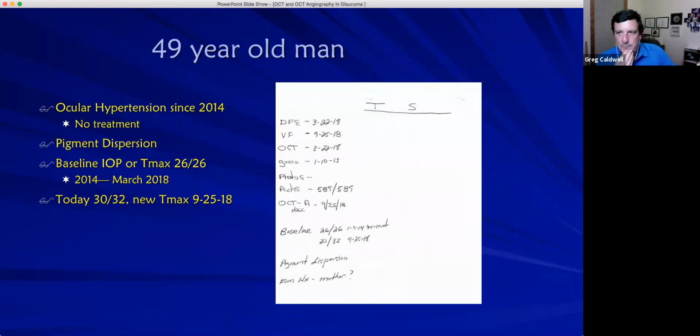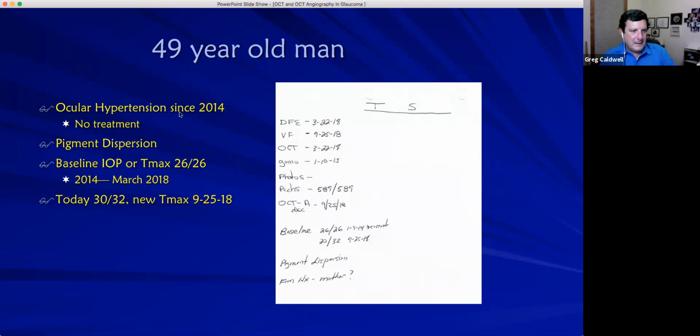All right, this is a fun one. And he just came in today. And if I didn't have the handout out, I was going to rush home and update this case. I've been following this gentleman since 2014. His pressures are running 35 as of today.